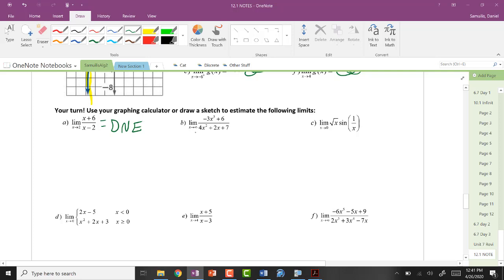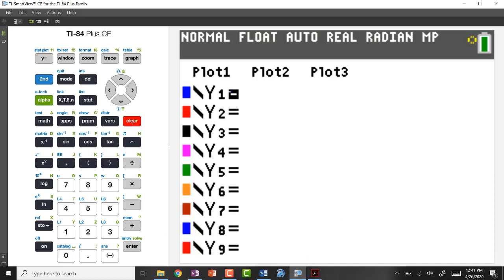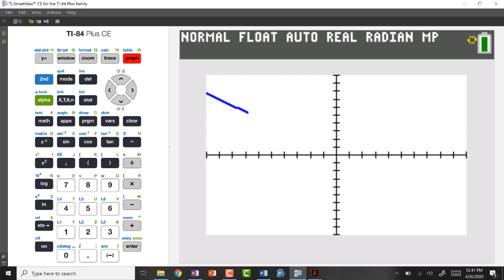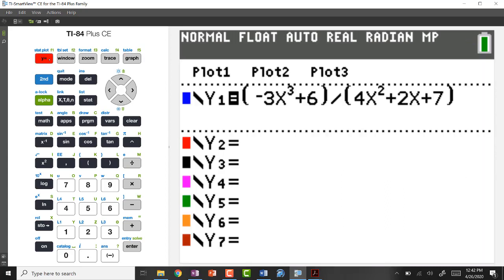All right, the limit of this function as x approaches infinity. Again, probably want to take a look at that graph. I'll do a couple more where I'm looking at the graph of it. All right, so I have negative 3x to the third plus 6, divided by 4x squared plus 2x plus 7. All right, and either taking a look at the graph or the table. Make sure I type that in right. Negative 3x to the third plus 6 over 4x squared plus 2x plus 7. Okay.